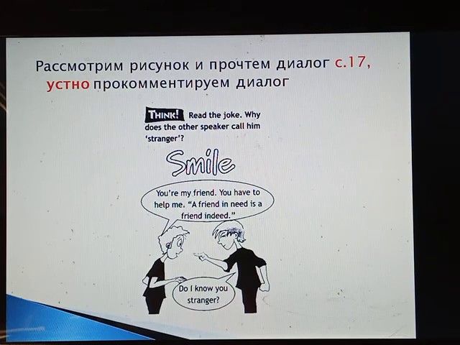Now, let's have a look at a funny dialogue. Again, page 17. Two guys are talking.